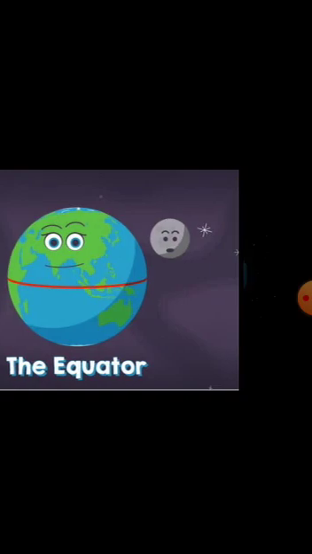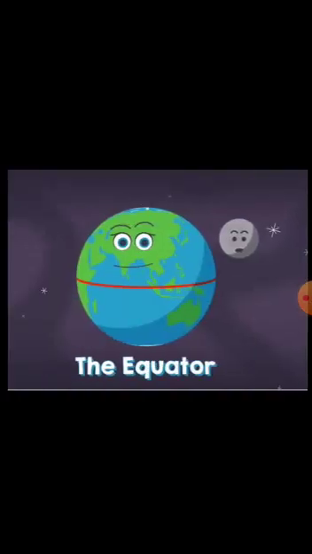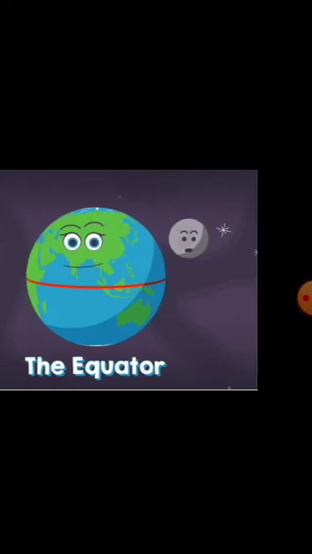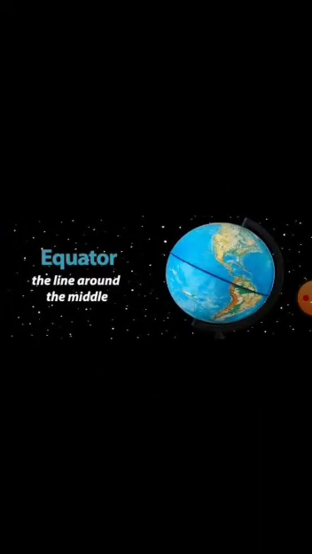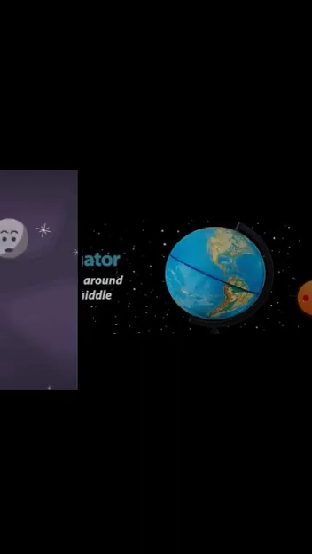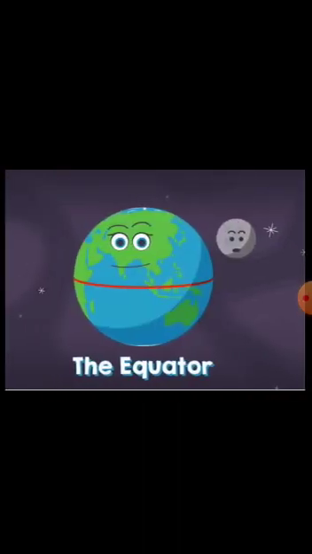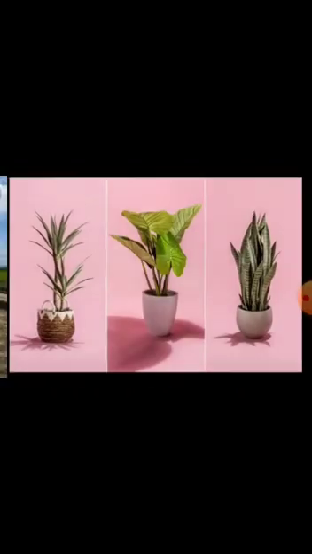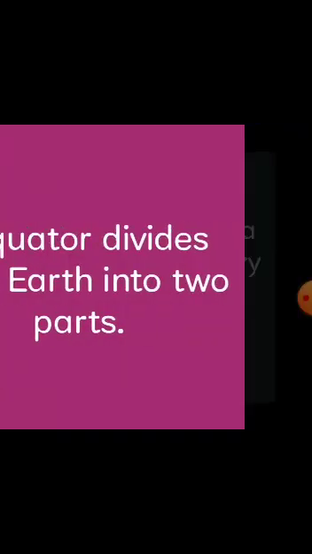Now have a look at this picture. This is the equator. Do you know about the equator? The equator is an imaginary line around the middle of the earth. It does not actually exist. This imaginary line around the middle of the earth divides the earth into two parts.